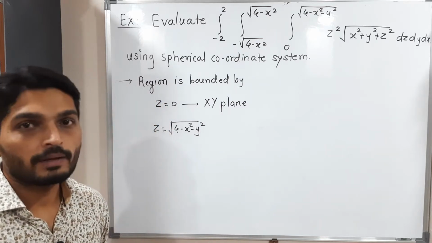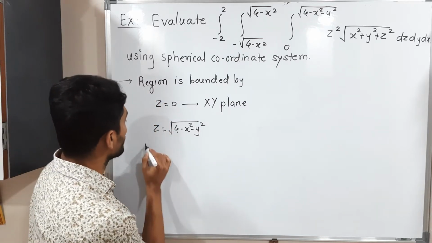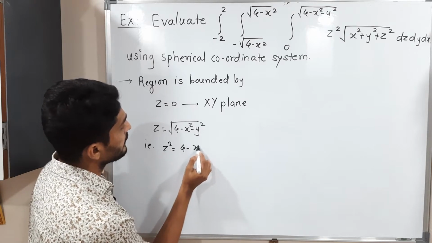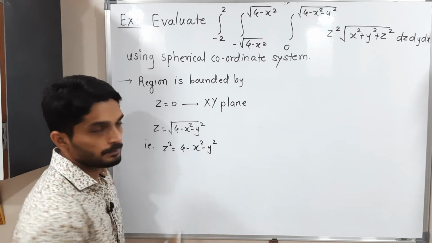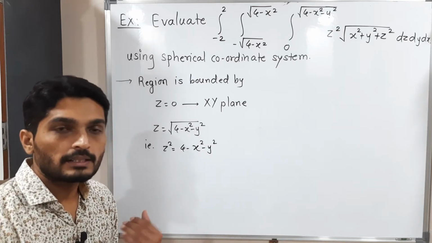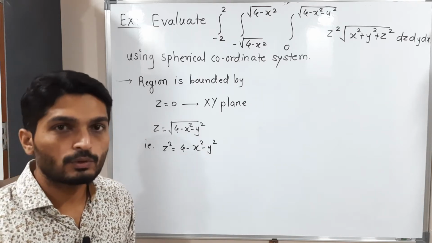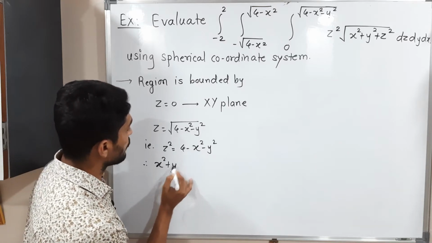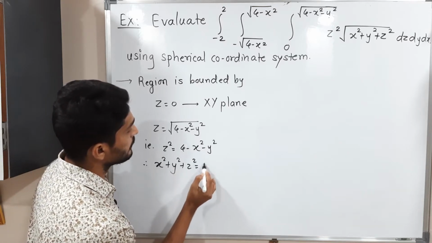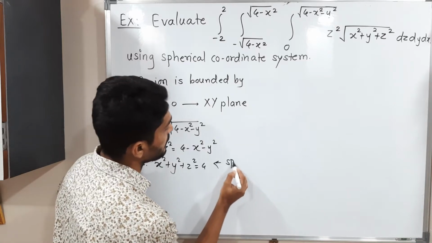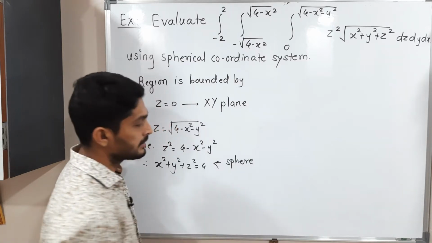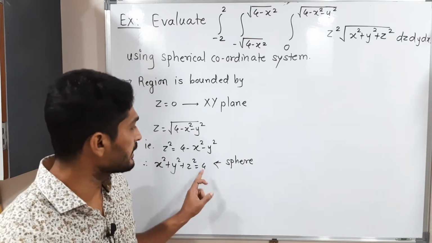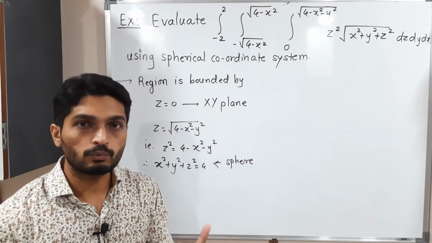To remove the square root, I will take the square of both sides. That is z square is equal to 4 minus x square minus y square. Let us shift minus x square minus y square to this side. Therefore, x square plus y square plus z square is equal to 4. So this is a sphere having center at the origin (0, 0, 0) and radius 2, since 4 is the square of 2.